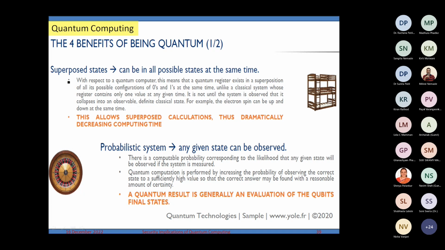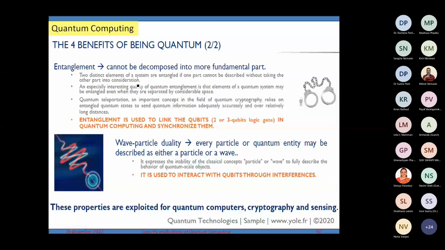You are having superposed states. The system is probabilistic in nature. Any given state can be observed. Entanglement is another benefit of quantum computing. And then all these principles come under wave-particle duality. So these properties are exploited for quantum computers in various fields such as cryptography, sensing, key distribution, etc.